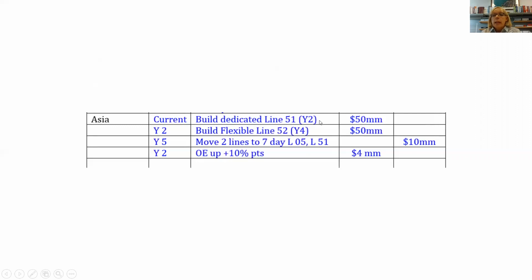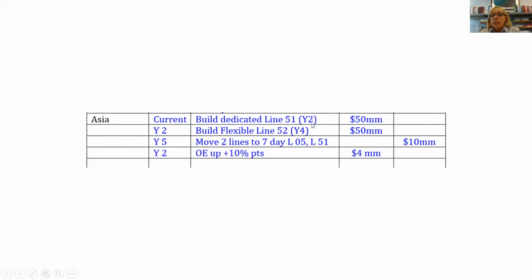And you'll note here that we said in year 2, that's going to come on line. That's going to cost us $50 million. Okay? In year 2, I'm also going to build that flexible line 52 to take care of that increased demand as well. That's going to come online in year 4, although I really think that flexible line is not a 2-year investment, but rather a 1-year one. Let me check that, because I think year 4 is not correct for that one. I think it is year 3. And then in year 5, we're going to move 2 of those lines to 7-day.